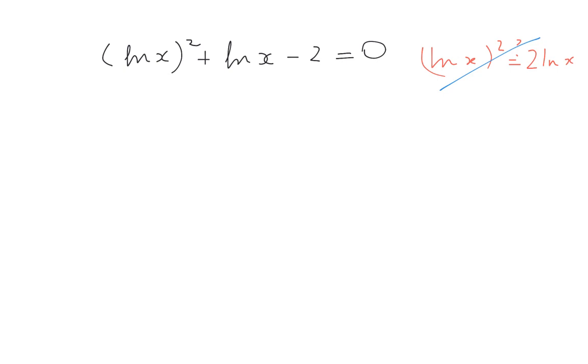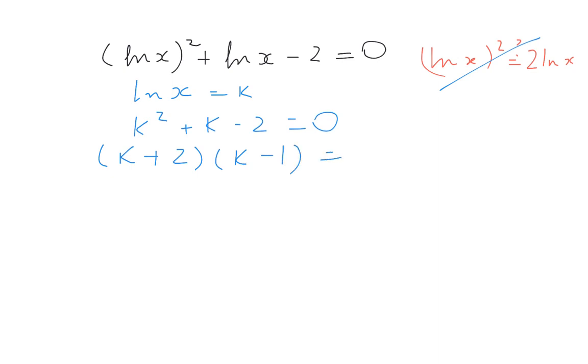So here, if I use a k substitution, if I make ln x a k, then I've got k squared plus k minus 2 equal to 0, which I can see factorizes as (k plus 2)(k minus 1) equal to 0. So we get k equals minus 2, so ln x is minus 2, or k is equal to 1, so ln x is equal to 1.